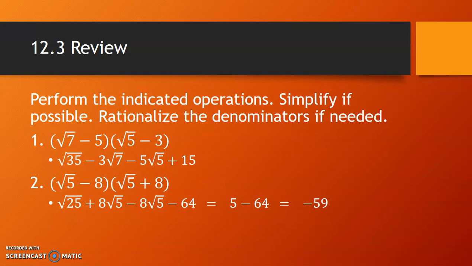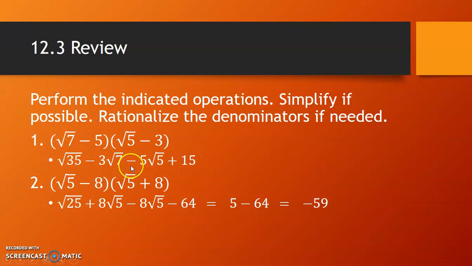So for the first one, I took the square root of 7 times the square root of 5, and I got the square root of 35. And then outside terms would be radical 7 and the minus 3. So I got minus 3 radical 7. And then negative 5 times radical 5 would be the inside terms. So I get minus 5 radical 5. And then negative 5 times negative 3 should be 15, so plus 15 there.